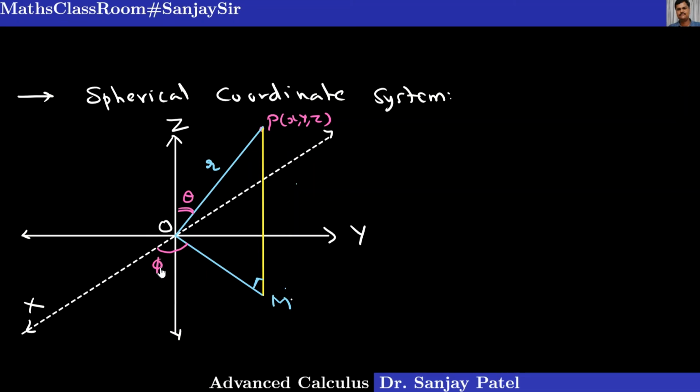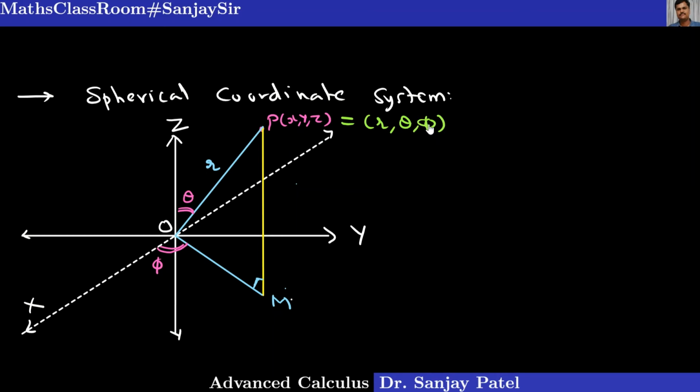If we consider these three values r, theta, and phi, then these three numbers uniquely determine the position of the point P. These numbers are called the spherical coordinates of the point P, and we write it as r, theta and phi.